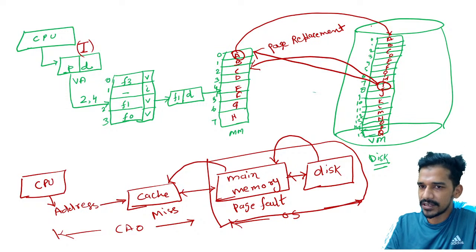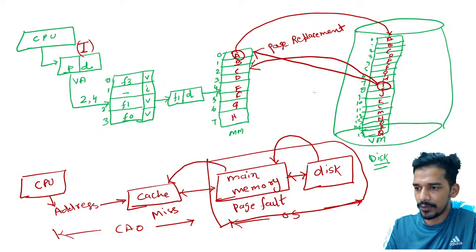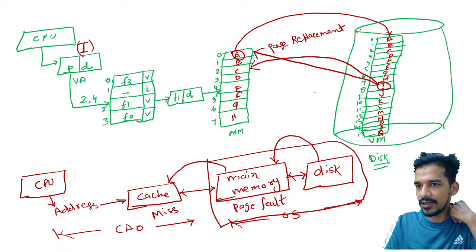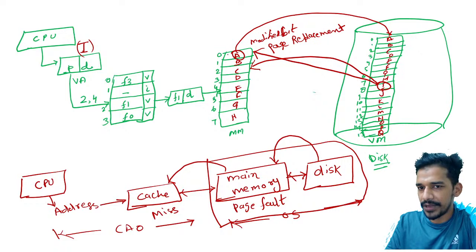If the page is not modified, then you can directly replace. There's no problem because we have the same data in main memory and in virtual memory, right? So depending on whether the page was modified after coming into memory or not, you decide whether to copy this data into the virtual memory. To check whether this particular page is modified after coming into the memory, we have a bit called the modified bit. With every page in the page table, we will keep a bit, and that bit is called the modified bit.